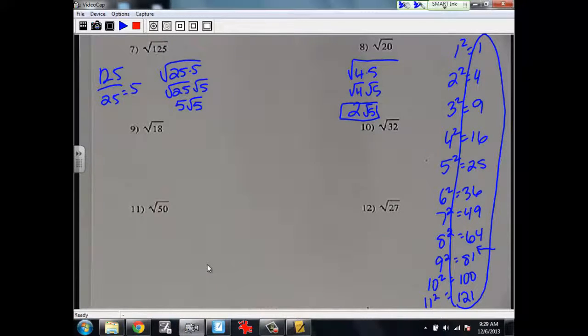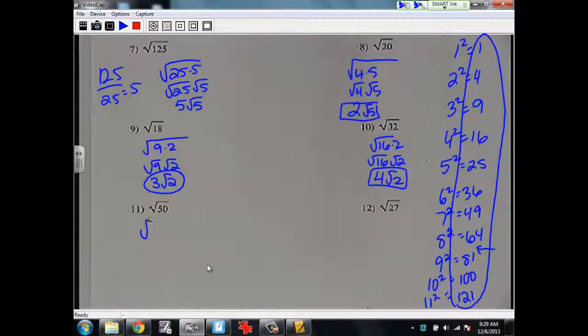I look at 18. One of those numbers, as large as we can go, we have 9 times 2. Break it down. We have 3 square root of 2. Number 10, 32. I have to have one of these numbers over here. The largest one I have is 16 times 2. Square root of 16, square root of 2, square root of 16 is 4. Square root of 2 we can't do, so we just bring it down.